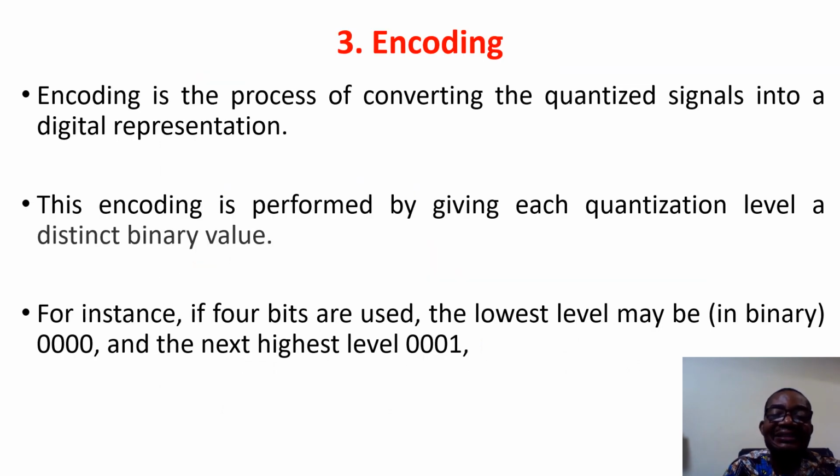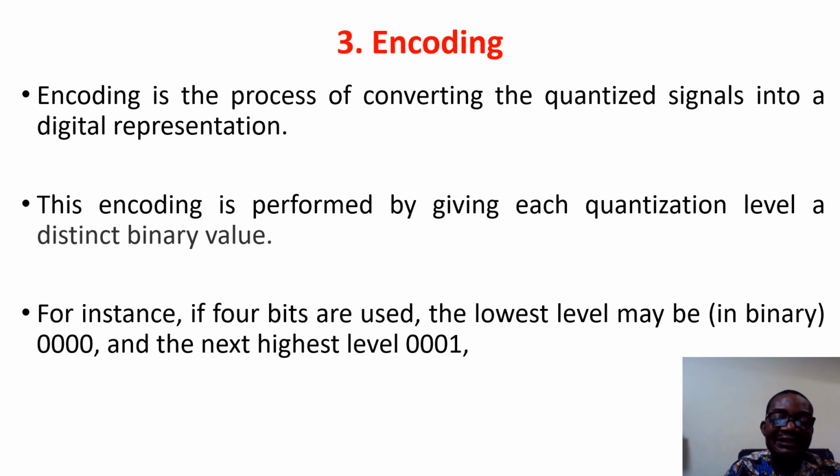Then the third stage is signal encoding. Encoding is the process of converting the quantized signals into a digital representation. This encoding is performed by giving each quantization level a distinct binary value. So what happens in encoding is simply giving each quantized level a discrete value, usually binary numbers.